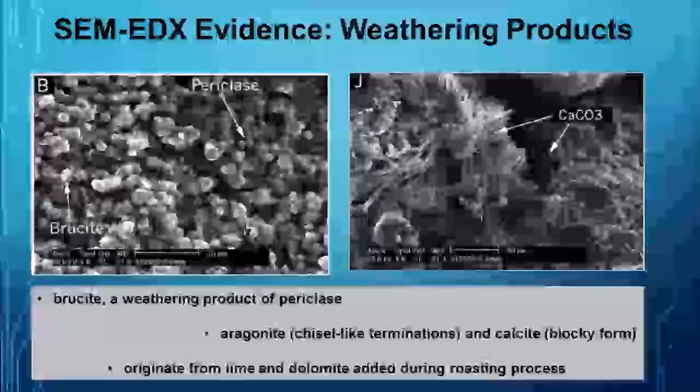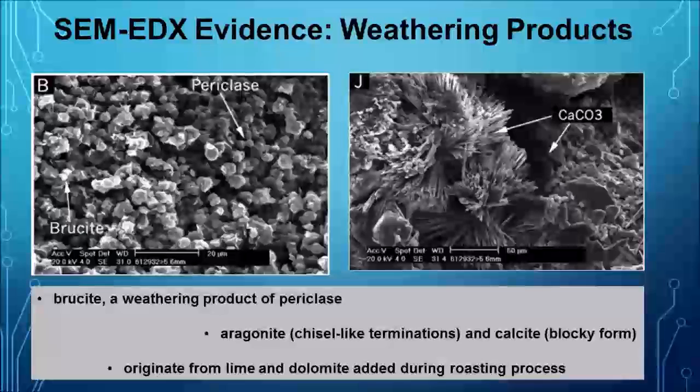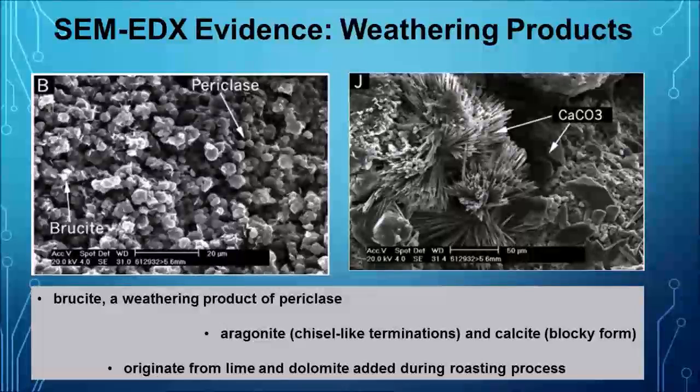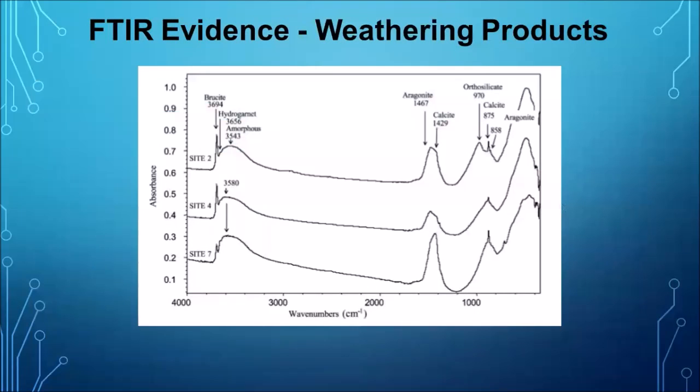Here is the SEM for the weathering products. We have the periclase that I've just shown you, and the weathering product, the magnesium hydroxide, brucite. Over here we identified it too. And then we have two different forms of calcium carbonate. We have the blocky calcite, and we have the needle-like or chisel-like aragonite. And all of these products on this slide are from the lime and dolomite additions during the roasting process. So these all make sense from what we know happened to the ore during the extraction of chromium-6.